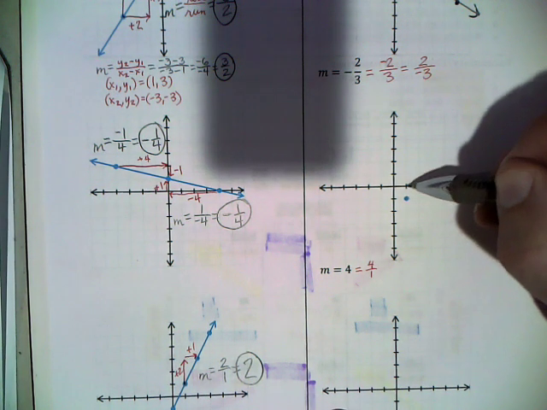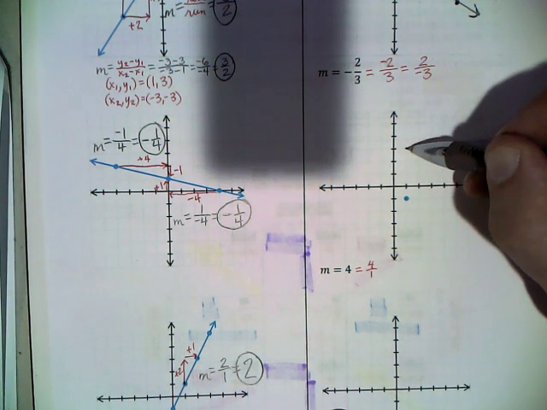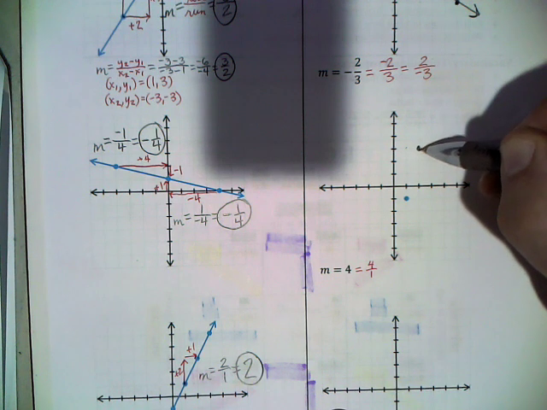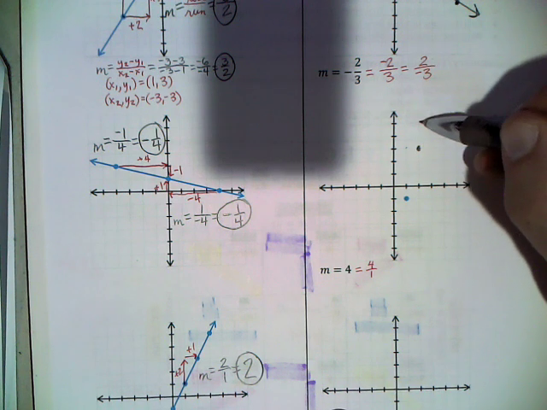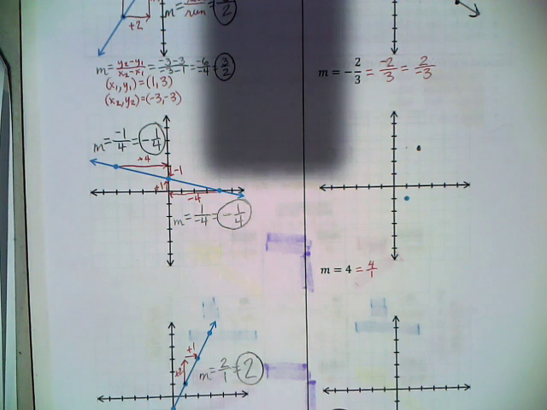So from here, 1, 2, 3, 4 up, and 1 to the right. And if I try to go 1, 2, 3, no, I'm not going to have enough space on there for another point in that direction. So that's fine. We got 1. With a slope of 4, that's going to happen.